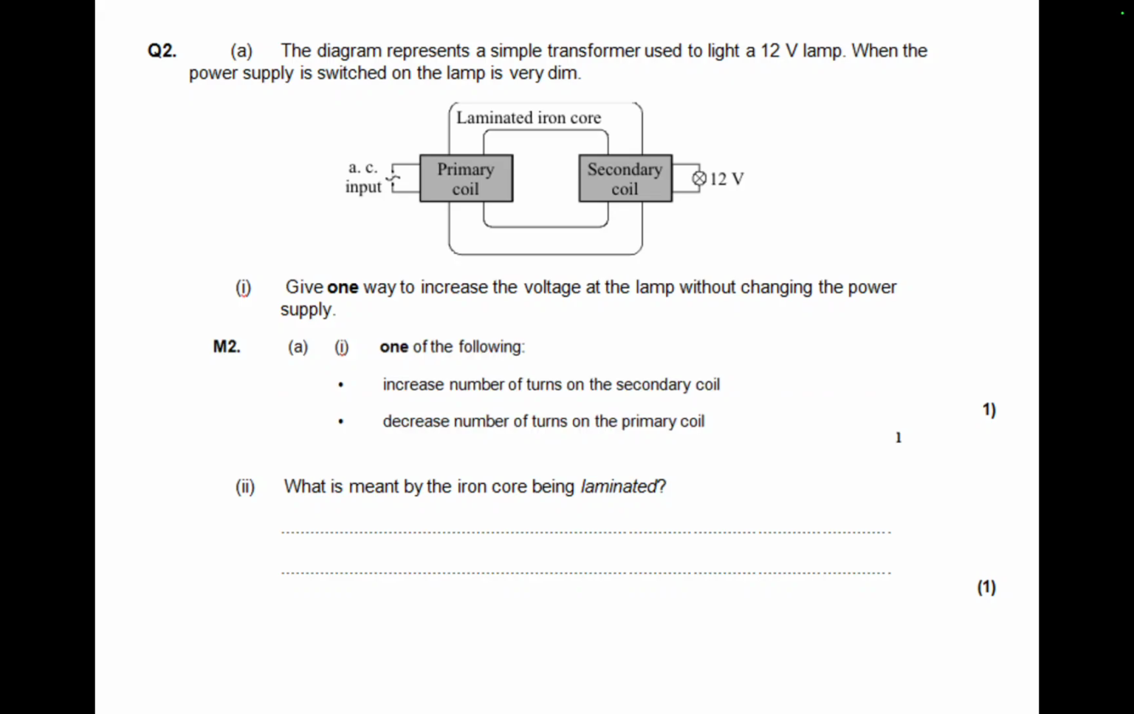The next bit says, what is meant by the iron core being laminated? Now, this has been taken off the AQA spec for GCSE physics, but it was on for a long time, and I'm not sure about other exam boards specifically, but it's really easy. Laminate, you've probably heard of laminate flooring. The iron cores are just laminated, so they're made of strips of iron rather than a full solid block. So they're constructed in thin layers. All right, let's do some more.